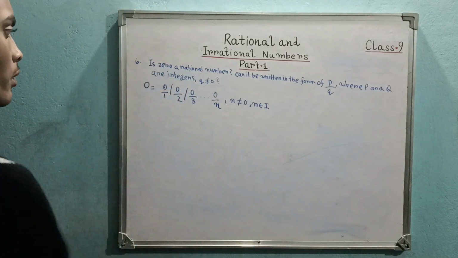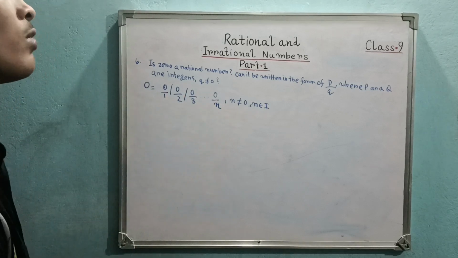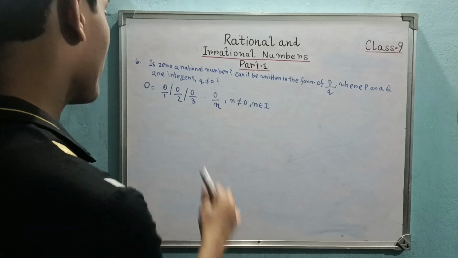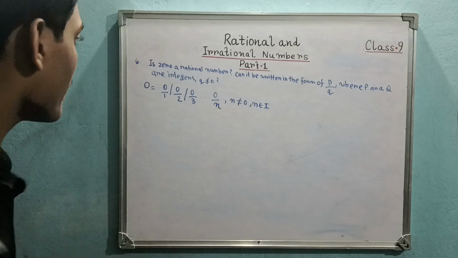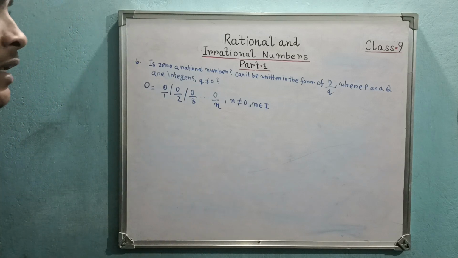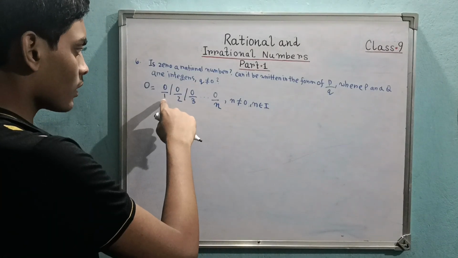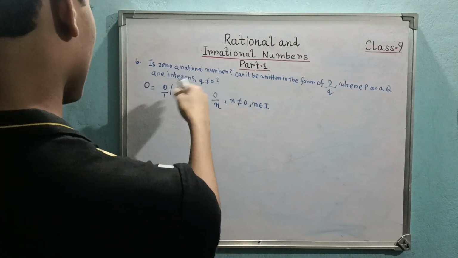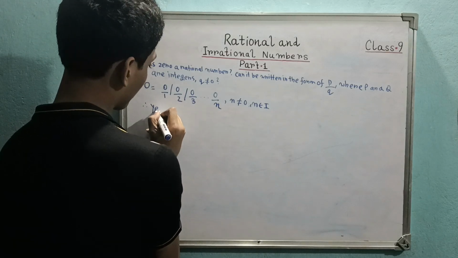P and Q are integers like 0 and 1, or 0 and 2, or 0 and 3, or 0 by n, suppose any number, suppose 120, 240, anything. Those are integers. And what I have told here, Q is not equal to 0. So now see these numbers, 0 by 1. 0 divided by any number, it is 0. So that is actually possible. So Q is not equal to 0, and P and Q both in all cases are integers, and these values are equal to 0. So therefore, yes is the answer.